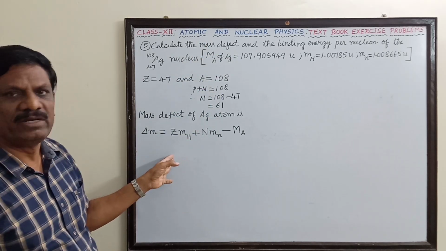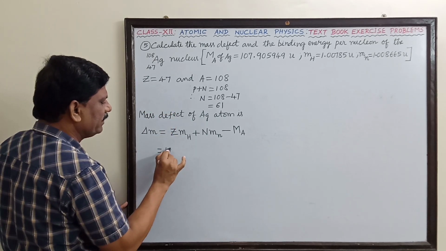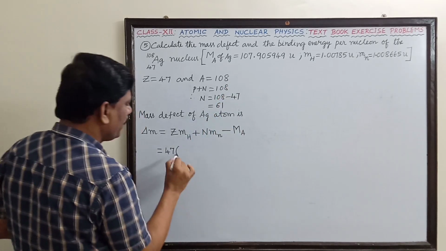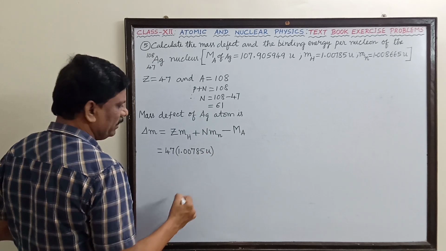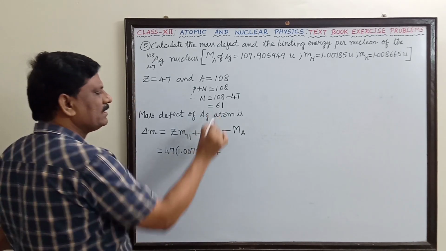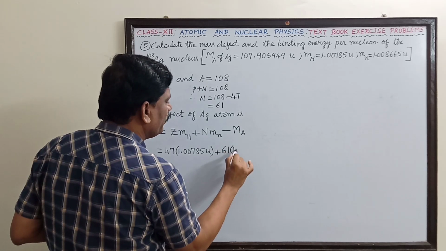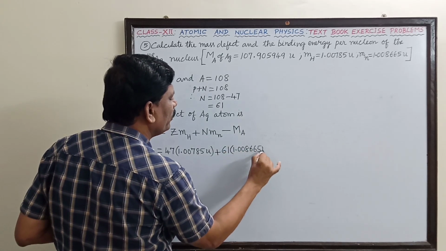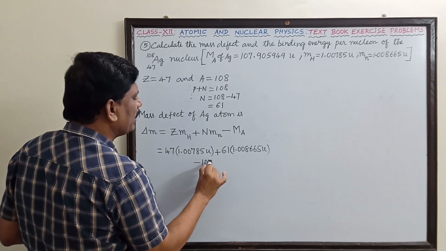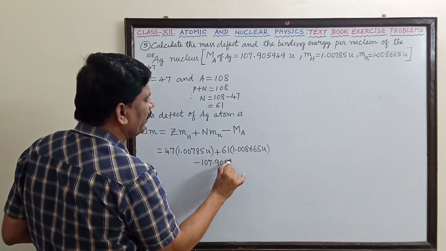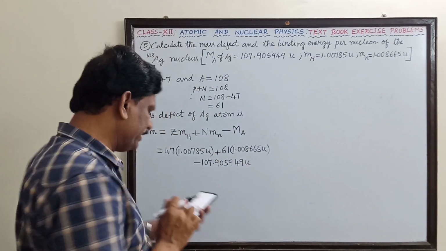I am going to substitute the given values, that's all. So this is equal to Z, and Z is 47. So this is 47 multiplied by the mass of the hydrogen atom, 1.00785 U, plus the number of neutrons, 61, multiplied by the mass of one neutron, 1.00865 U, minus the mass of the atom given here, 107.905949 U.